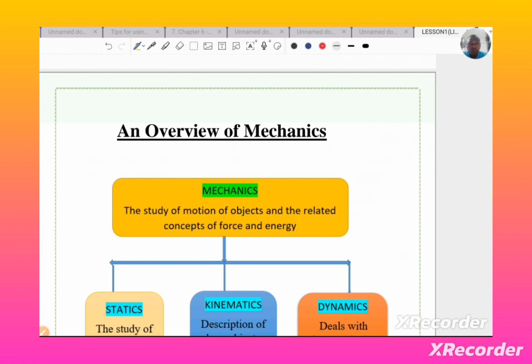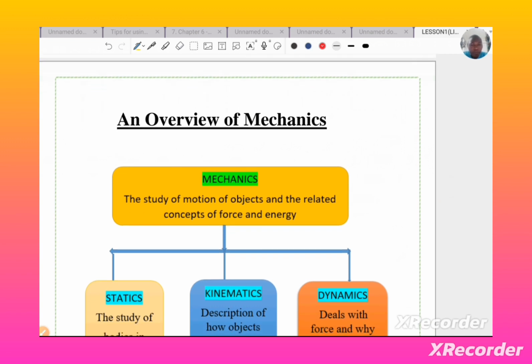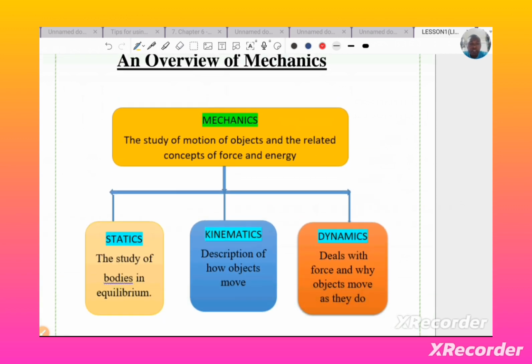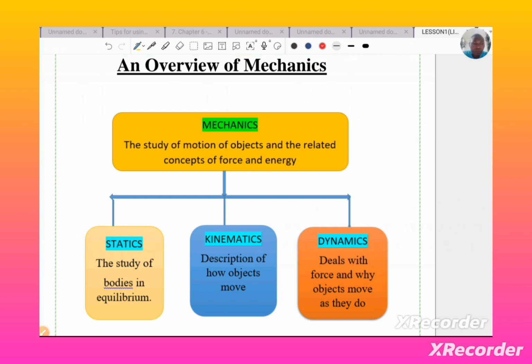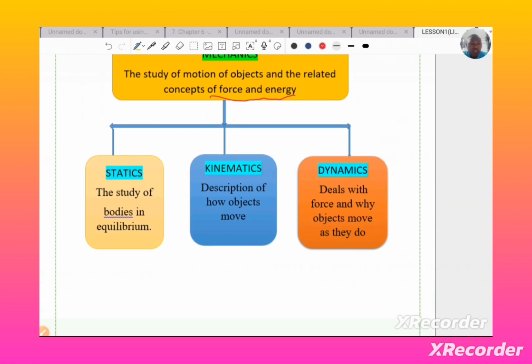But before talking too much about linear motion, let's have an overview on mechanics. As you know, mechanics is one among branches of physics. It studies the motion of objects and the related concepts of force and energy. In general, that is mechanics. Mechanics also itself has three branches. The first branch is statics. Statics is the study of bodies in equilibrium, or bodies at rest, or bodies which are stationary.